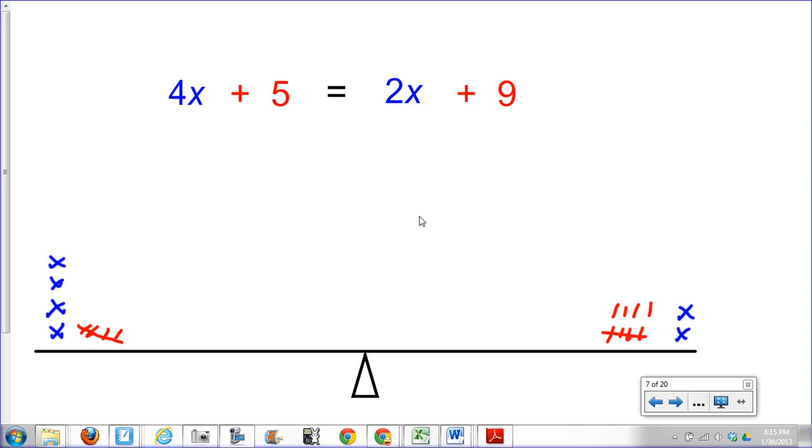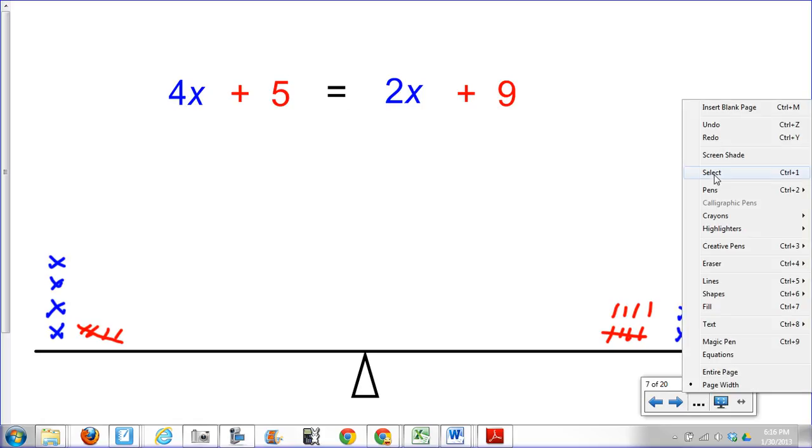Okay, so now that you have seen how a model for an equation like this works as far as performing a balancing act, I want to show you what you can end up doing rather than having to draw out this balance scenario every time. Let's take the same equation that we did before. Really quickly, I'm going to remind you what we did to eliminate this 2x on the right side.